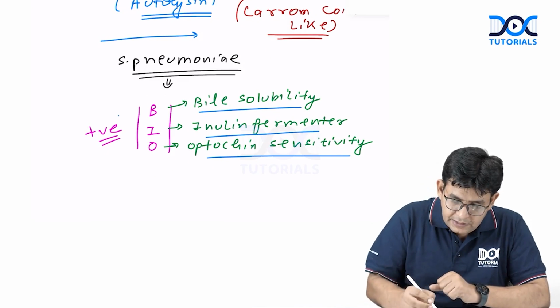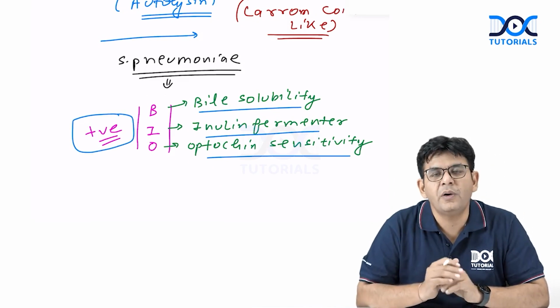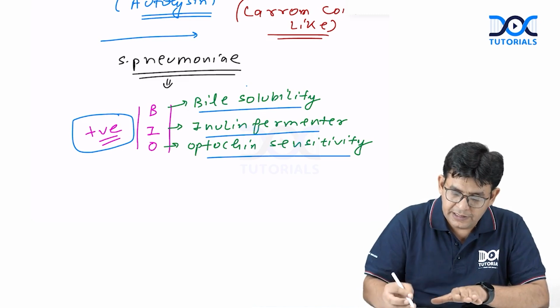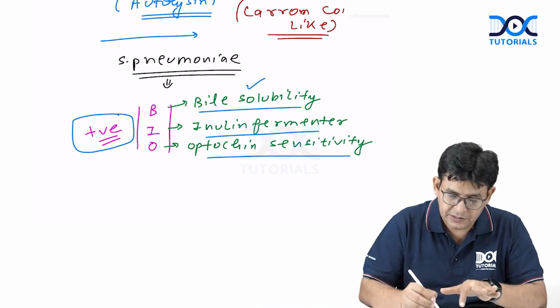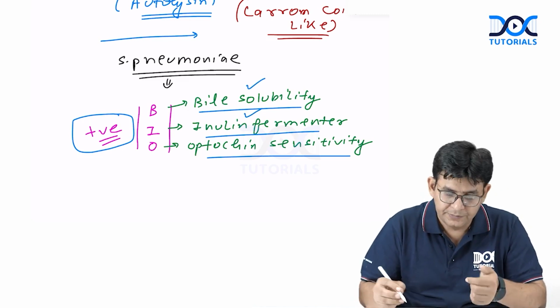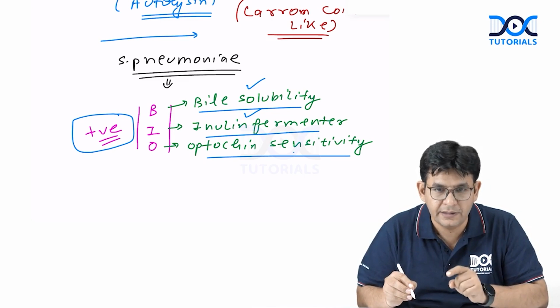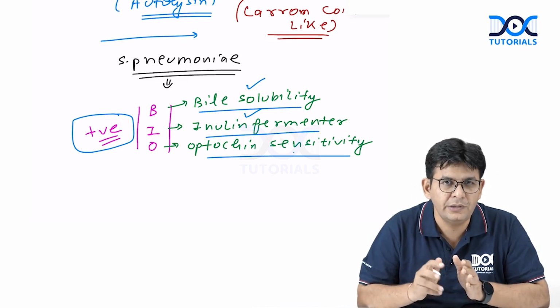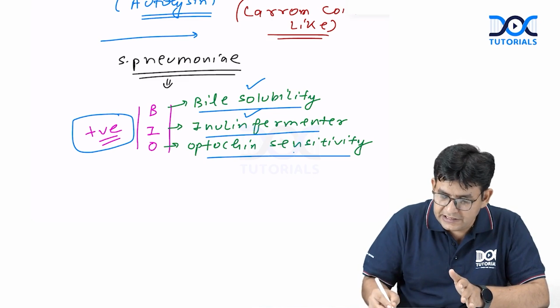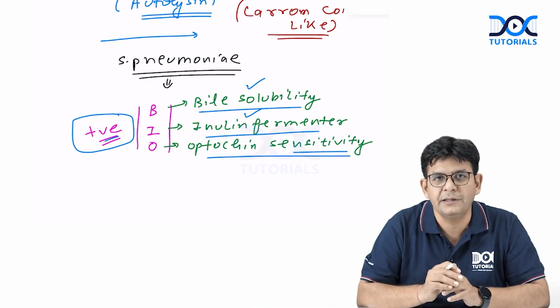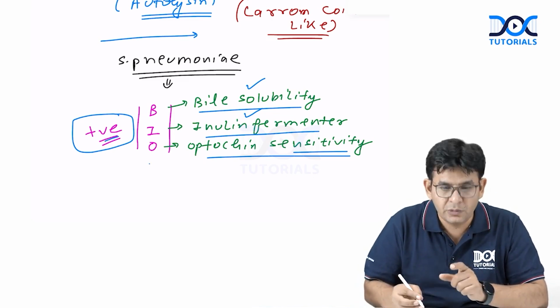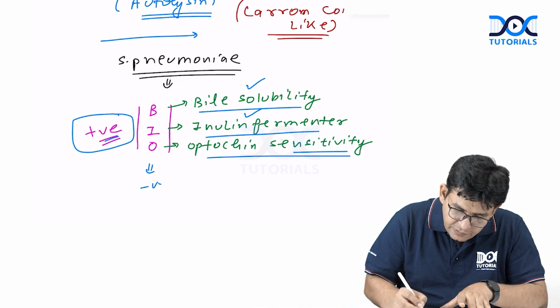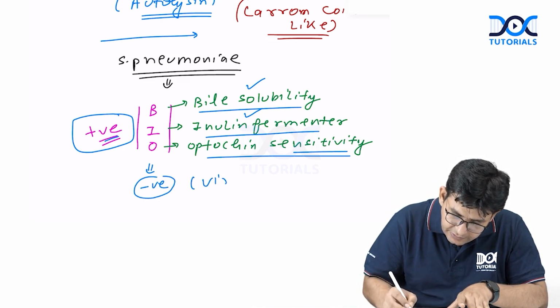Okay, means it is positive for all these reactions. It is soluble in bile, positive. Inulin fermenter, it ferments this polysaccharide, inulin. Optochin sensitive, optochin means it's a drug, ethyl hydrocupreine. It is sensitive to that, it is positive for that. And now you understand what I've told you. Then bio-negative is for what? The bio-negative is for viridans.